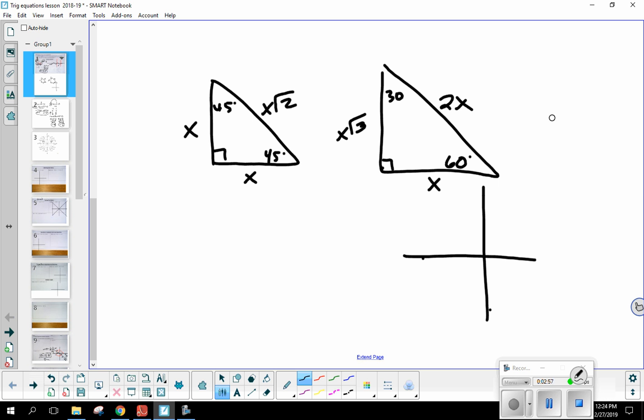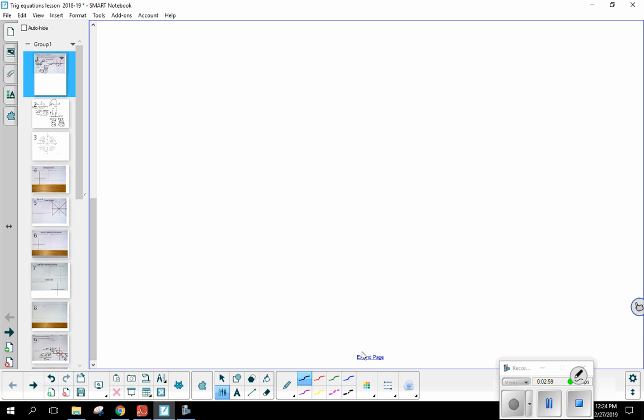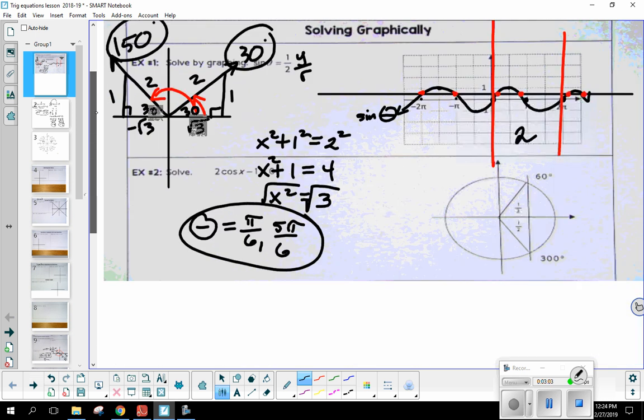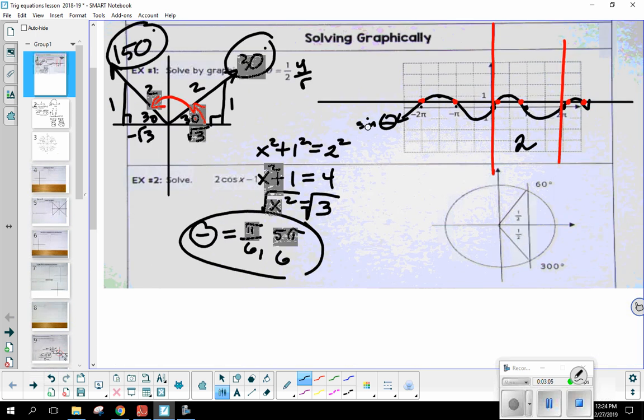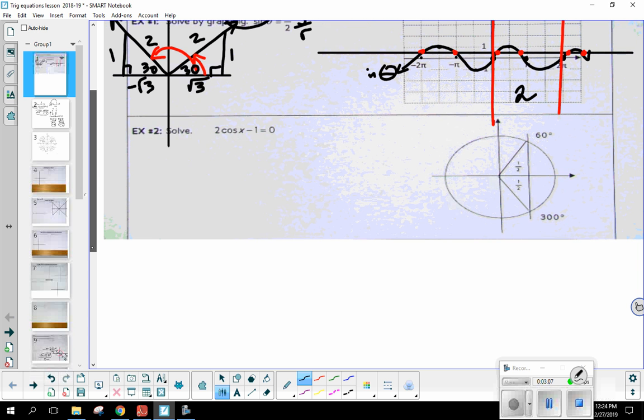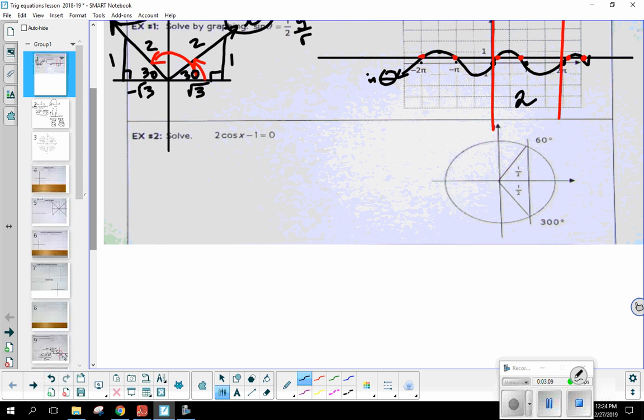Okay, so the big thing here was just to isolate the trig function. That's the first one that we're taking a look at. Well, let me go ahead and go on over here. Okay, so let's solve this one. 2 cosine of x minus 1 equals 0.